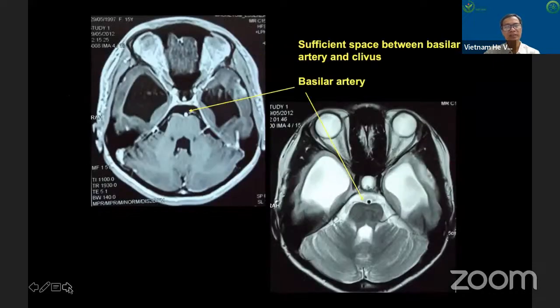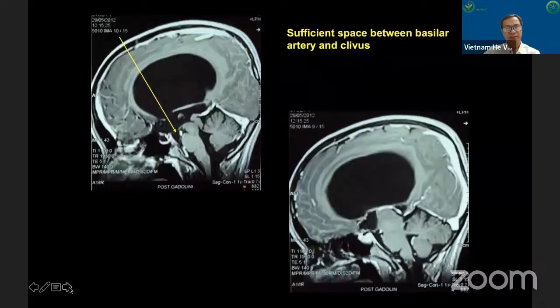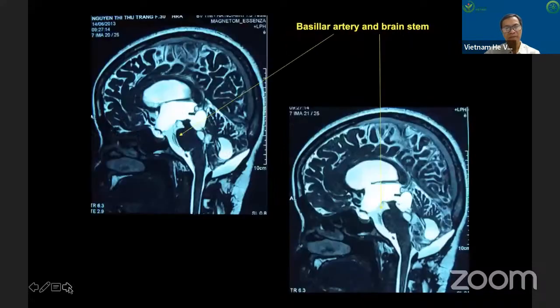And here you can see on the MRI, we can see the basilar artery. And we can see the space between the clivus and the basilar artery and brainstem. And the same here, we can see the basilar artery, brainstem, and the space between the clivus and the artery.